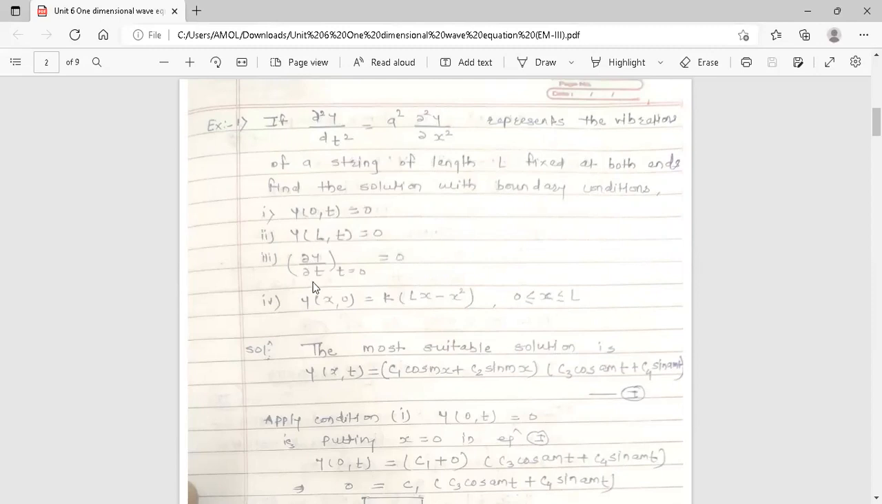Third one is del y by del t at t is equal to 0. It is 0. And fourth condition is y of x comma 0 is equal to k into bracket lx minus x square, where x lies between 0 to L. Okay.